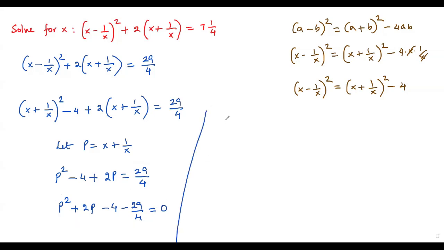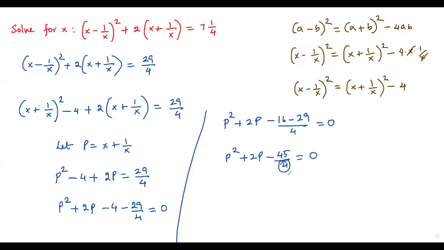Okay, now let me write p² + 2p. Now we have to simplify this integer and a fraction. For that, we multiply this integer 4 by the denominator of the fraction. Once I'm done with this multiplication, I can take 4 as a common denominator. Then I'm getting (−16 − 29) all divided by 4 equals 0. When I combine −16 and −29, I'm getting −45 divided by 4 equals 0.